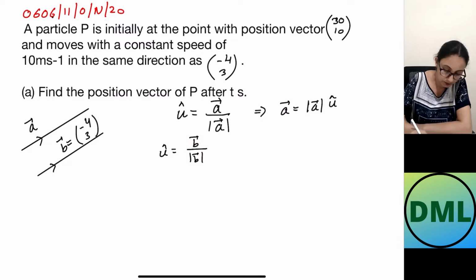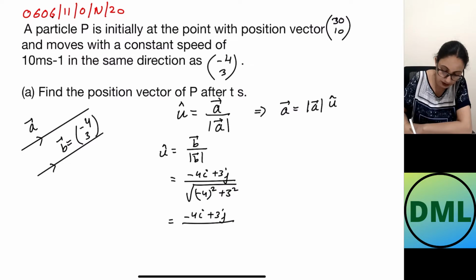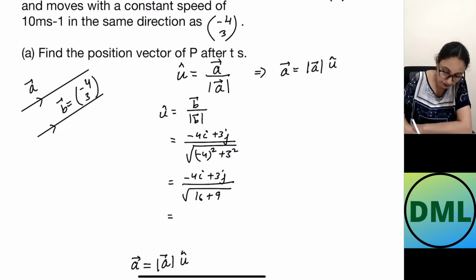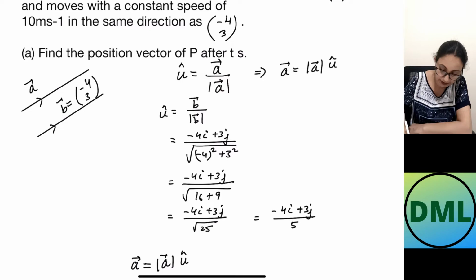So let's solve it here. That will be written as minus 4i plus 3j divided by the root of the magnitude. Magnitude is minus 4 the whole square plus 3 square, which will be written as minus 4i plus 3j over root of 16 plus 9. So that will be equal to minus 4i plus 3j over root of 25. So the vector will be written as minus 4i plus 3j over 5. That is the unit vector.